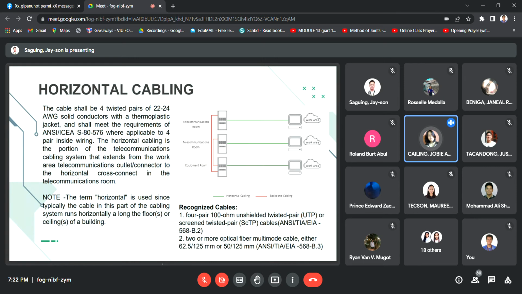So muna siya ang recognized cables used for horizontal cabling. First is the 4-pair 100 ohm unshielded twisted pair UTP or the screen twisted pair SCTP. And number 2 is the 2 or more optical fiber multi-mode cable.